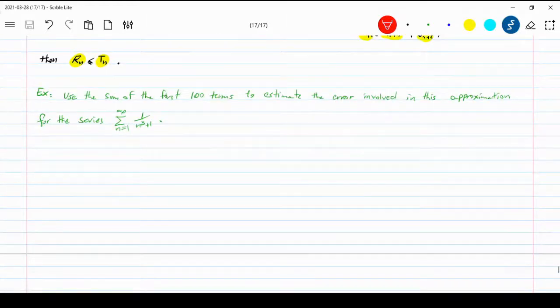So here, for example, find the sum of the first 100 terms and use it to estimate the error involved in the approximation. Basically my question is, if we do 100 terms of summation, what would be the error caused by this approximation? Instead of calculating up to infinity, if we go only up to 100 terms, there would be some tail. The tail would be the sum of those remaining terms, which add up to a certain number. That number has a bound.